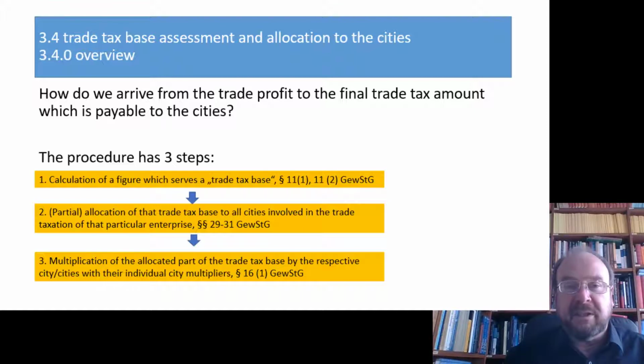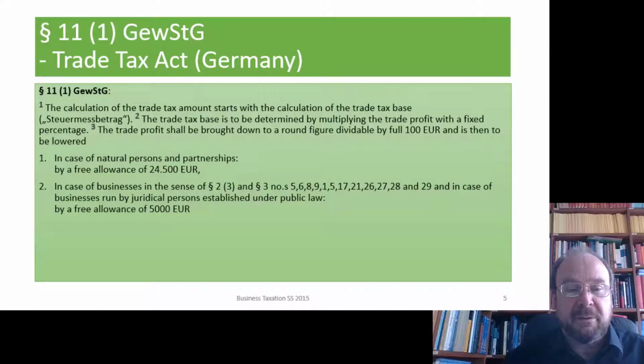And naturally, when each city has been informed which part of the trade tax base they can levy a tax on, then each city applies its own trade tax rate, its city multiplier, to the share which they have got. If you want to have a look at how it looks in the legal sources, here we have first 11.1 of the German Trade Tax Act, and we should have a first glance at that.